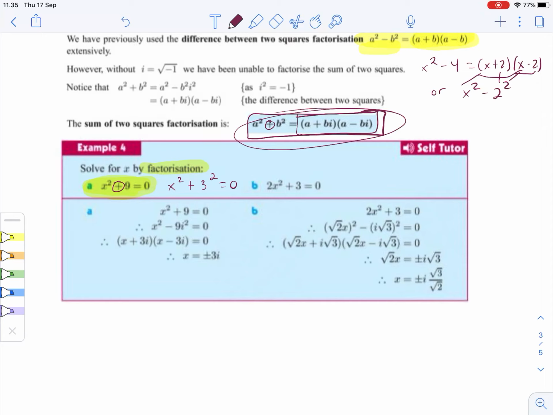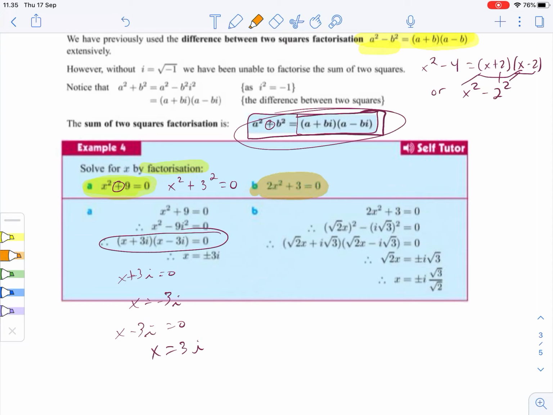Now, you might be wondering, well, I won't go there yet. So then I can rewrite this as x plus 3i times x minus 3i. Then you solve for 0: x plus 3i equals 0, so x equals negative 3i, and x minus 3i equals 0, so x equals 3i.